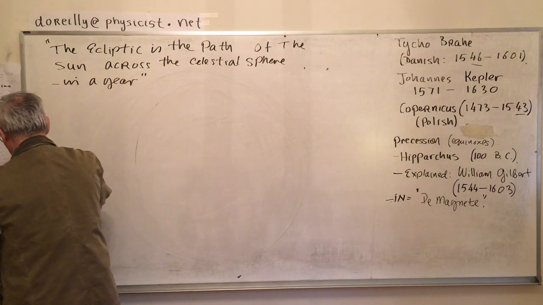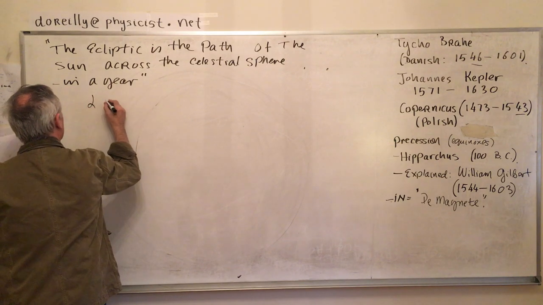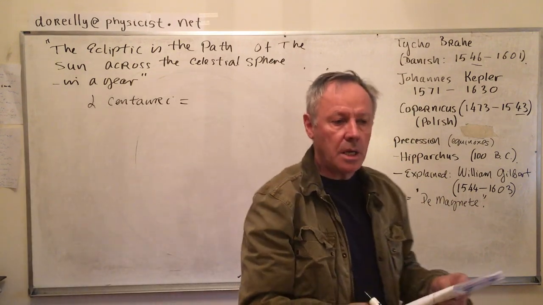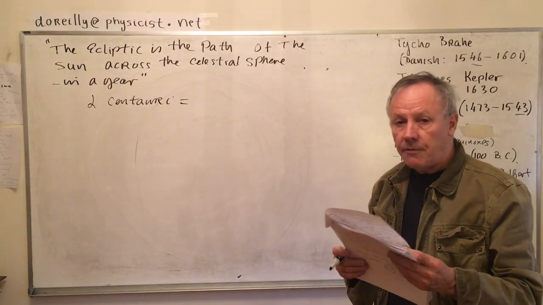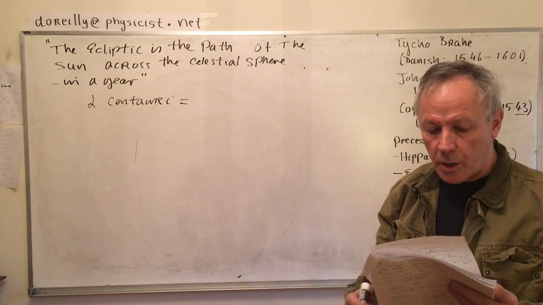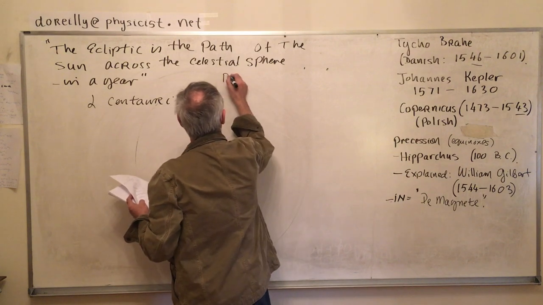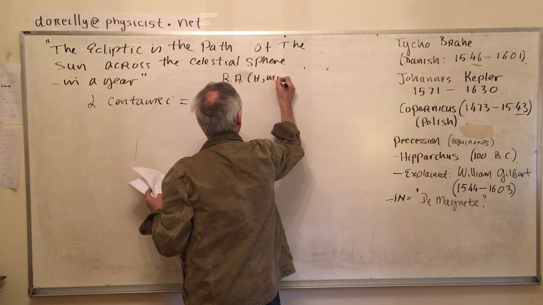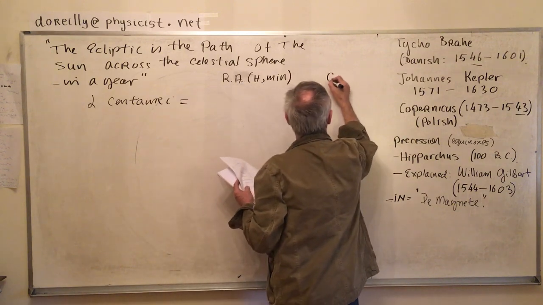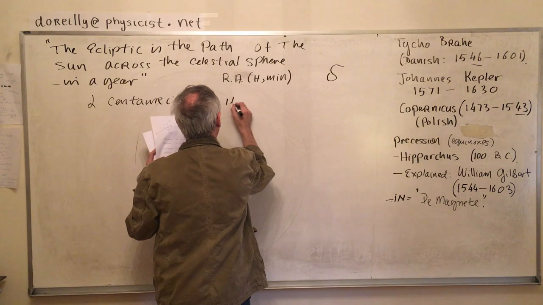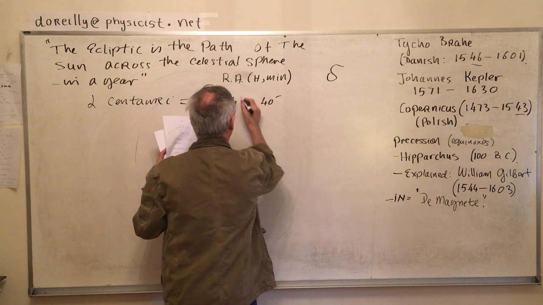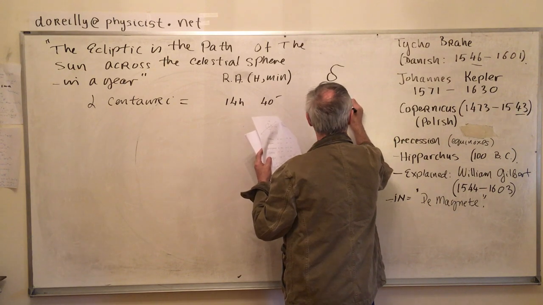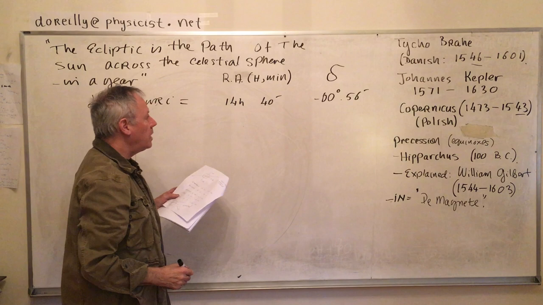I don't remember all these locations, but if you're an astronomer, you should. Now, Alpha Centauri is a star, the brightest star in the constellation, Alpha. Beta would be the next brightest, and Gamma the next brightest, and so on. But Alpha Centauri is the brightest, and it has a right ascension in hours and minutes, and it has a declination of 60 degrees 56 seconds.